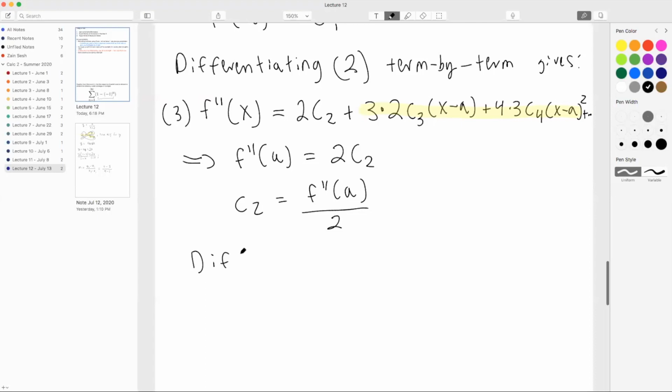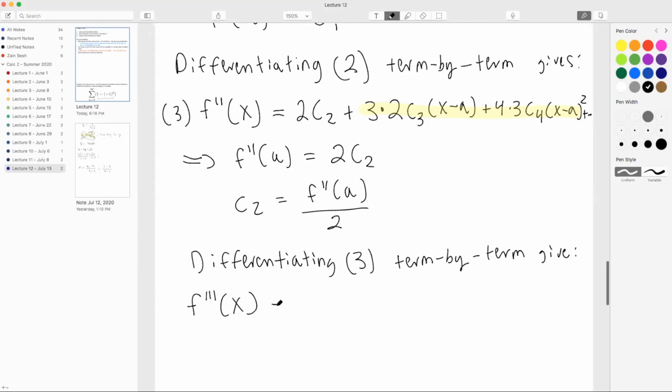So differentiating 3, I'm just doing the same thing, differentiating 3 term by term. That will give the following. So f triple prime, the third derivative of f, is equal to 3 times 2c3 plus 4 times 3 times 2c4 times (x minus a). So I'm just using the power rule, plus 5 times 4 times 3 c5 times (x minus a) squared plus dot dot dot forever.